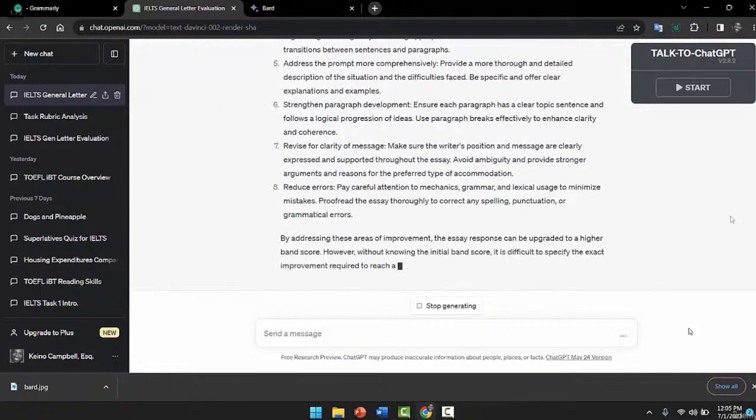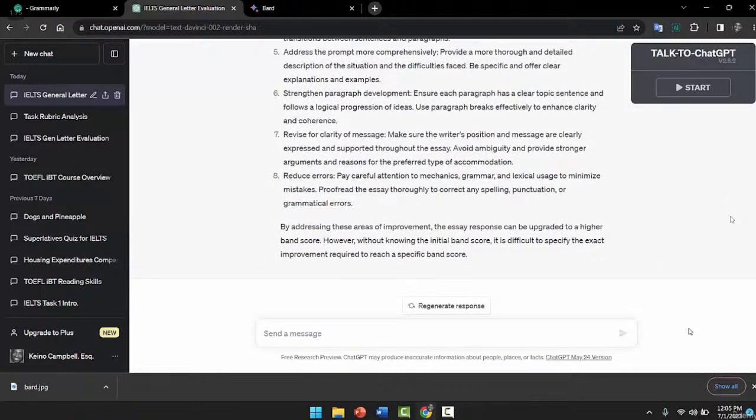Right, so it's really going through and listing all the ways you can improve. So you're able to get so much feedback, more feedback than you can ever ask for, that you can use and improve your writing.